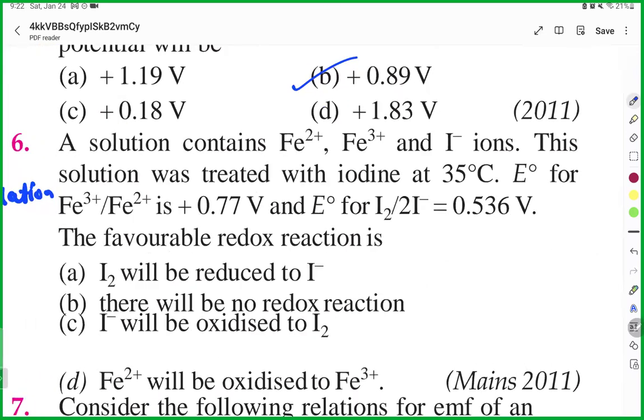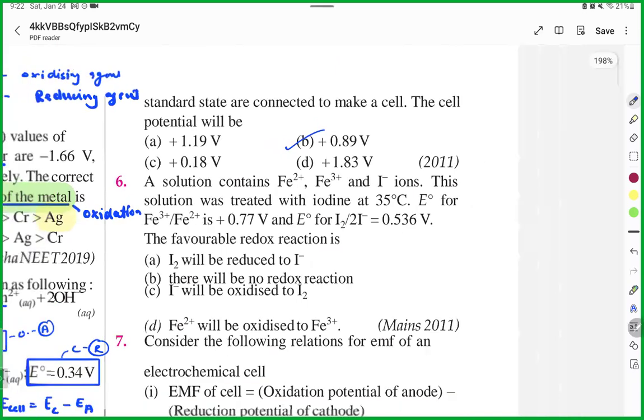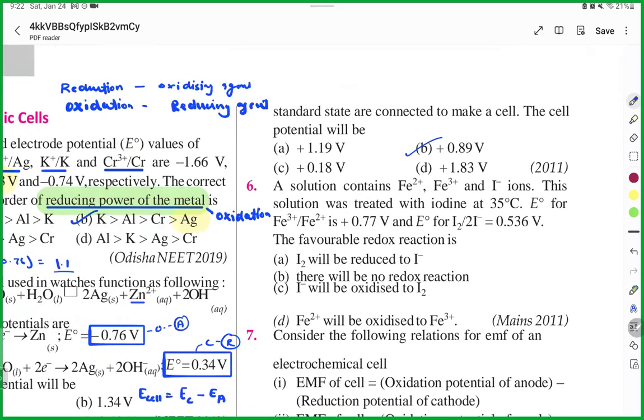Yes, Rayan. One more thing we can say, the maximum value we can take as the reduction one. Not reducing, reduction. You are right. So maximum value means reduction, minimum value means oxidation. Best oxidation, minimum value. Best reduction, maximum value. Okay, Rayan? Okay, sir.